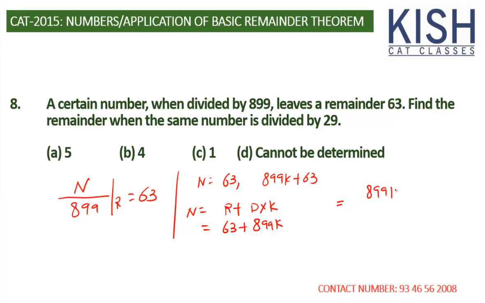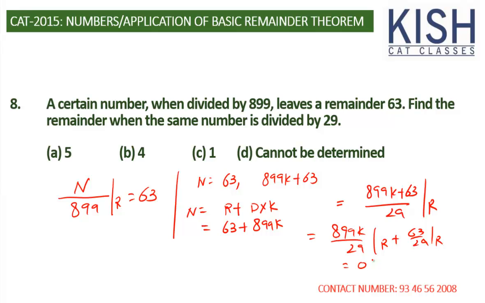Now if the same number, that is 899k plus 63, is divided by 29, we need to find the remainder. We can find the individual remainder, that is 899k by 29 remainder plus 63 by 29 remainder. Now this remainder is 0, 899 is a multiple of 29, that is 31 29s, and the 63 by 29 remainder is 5. So the final remainder is 5. In fact, we need not find the format of n. We can directly take 63 by 29 as well. So that is 5.